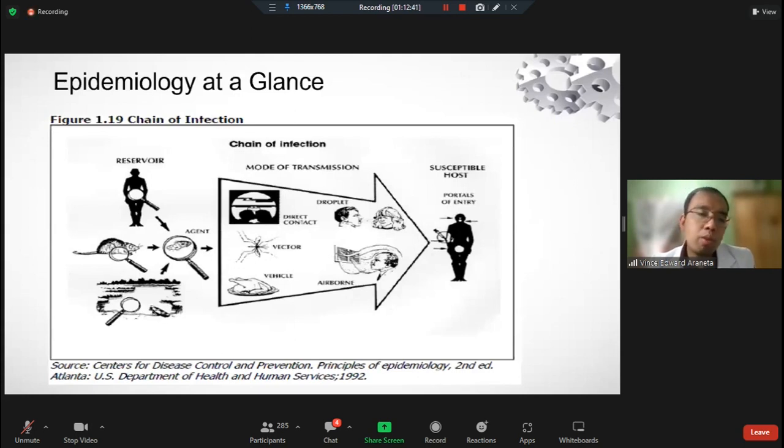So one of the common concerns is infectious diseases. It's also an important concept in epidemiology with regard to the chain of infection and how these infections are transmitted, or what the mode of transmission is. So we are familiar with droplet transmission, direct contact, vector, vehicle, or airborne. And then of course there's the susceptible host in which it could have the organisms or the infection.